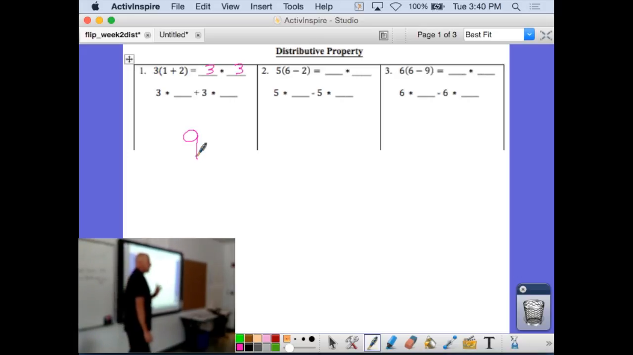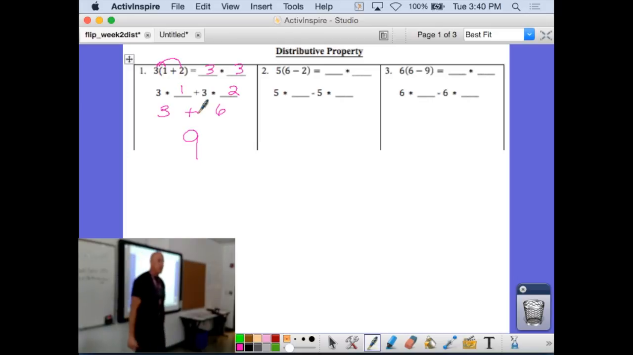Now, like I said before, the distributive property. You're going to distribute this 3, and you're going to multiply the 1 and the 2. So, what is 3 times 1? 3. Here's our plus sign. What's 3 times 2? 6. What is 3 plus 6? 9. So we got the same answer. We use PEMDAS and the distributive property. Okay? Now, what you guys want to concern yourself with is the distributive property.